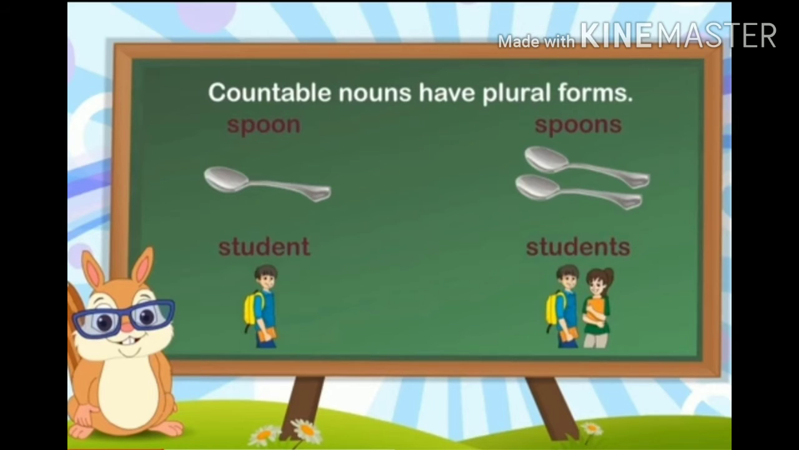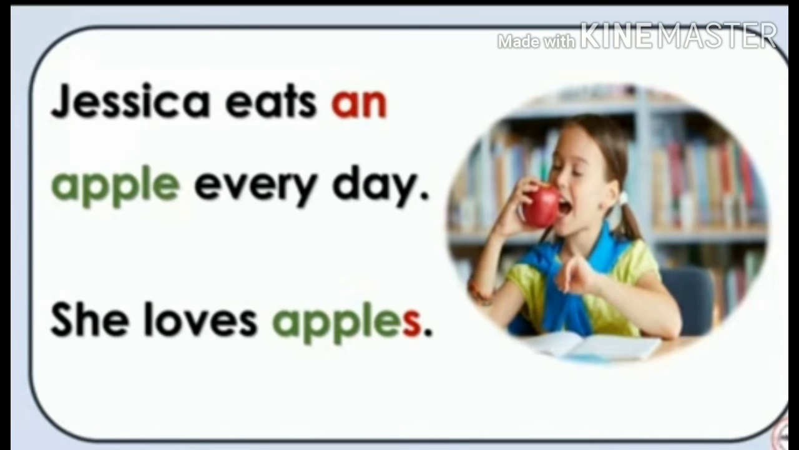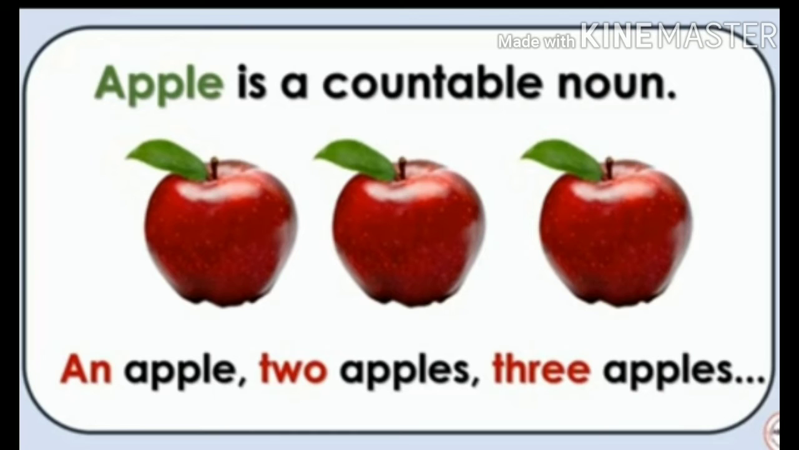See here, Jessica eats an apple every day. She loves apples. So here, apple is a countable noun. We can say an apple, two apples, three apples, four, five, or more apples. We can use the numbers.